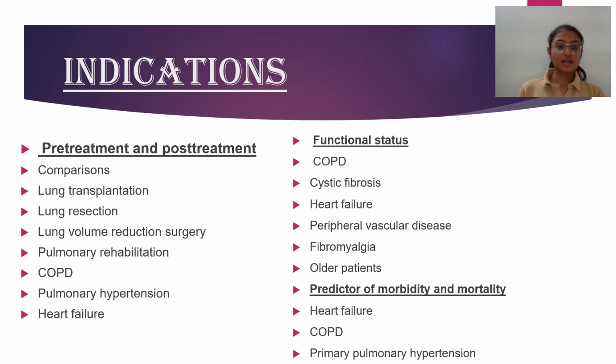Now the indications. First indication, pre-treatment and post-treatment comparisons: lung transplantation, lung resection, lung volume reduction surgery, pulmonary rehabilitation, COPD, pulmonary hypertension, heart failure. Second, functional status: COPD, cystic fibrosis, heart failure, peripheral vascular diseases, fibromyalgia, and older patients. Now, a predictor of morbidity and mortality: heart failure, COPD, and primary pulmonary hypertension.